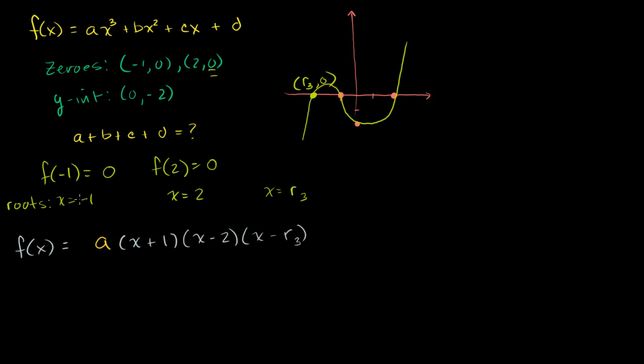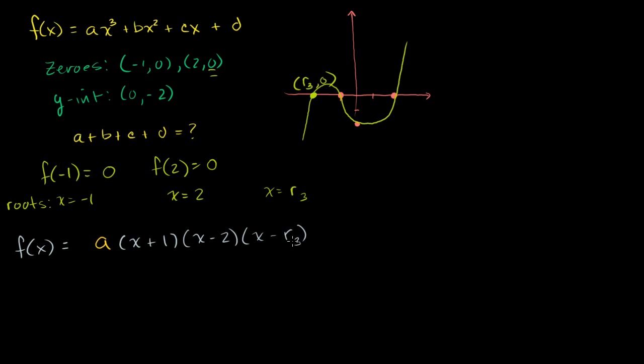Now, why did I write it out like this? Well, if you put a -1 in here, what's going to happen? This term is going to be -1 plus 1. It's going to be 0. Who cares what these are or what a is? The whole thing's going to be 0. If we put x is equal to 2, this term right here is going to be 0. Who cares what the other terms or the a is? F of 2 is going to be 0. Similarly, when x is equal to R3, this last term is 0. Who cares about anything over here? So we know that this guy up here can be rewritten in this form over here.